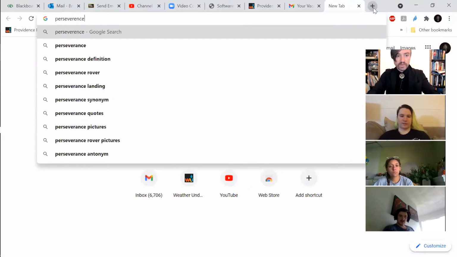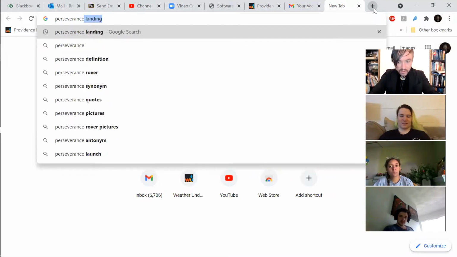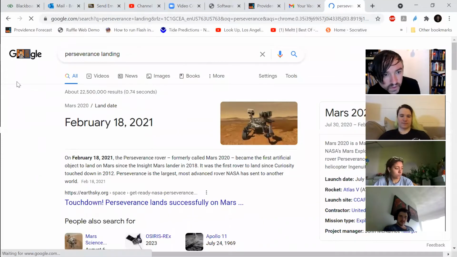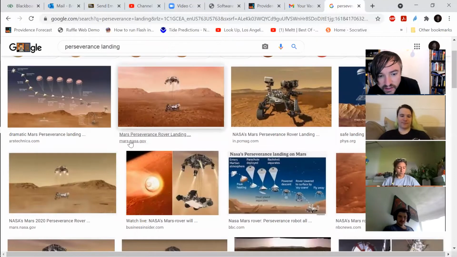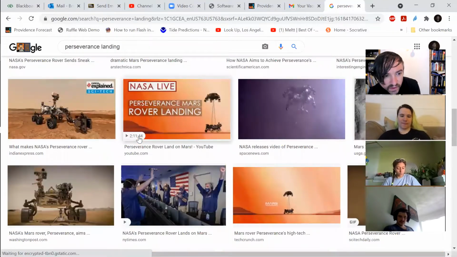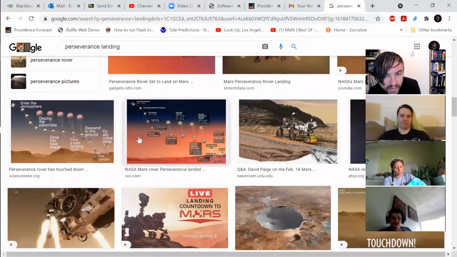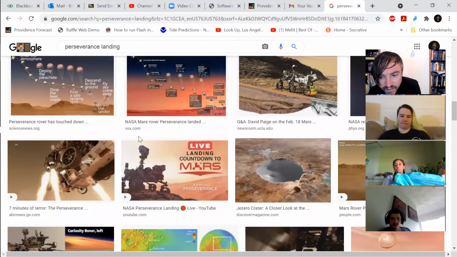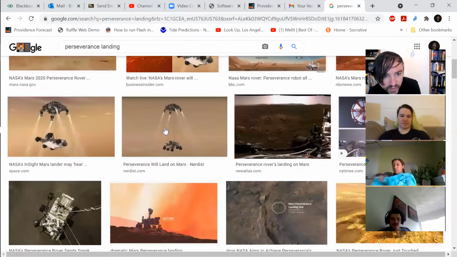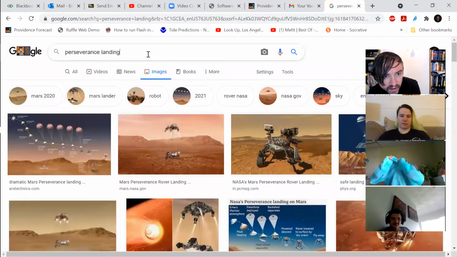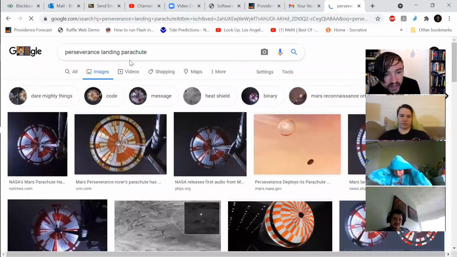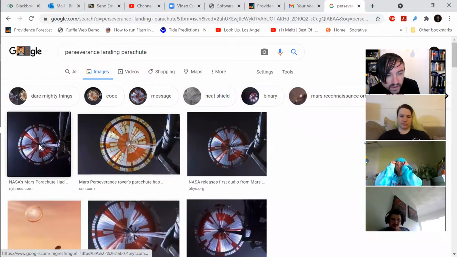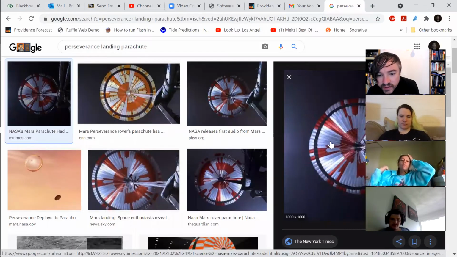I always spell Perseverance wrong. Perseverance landing. Remember, they deployed that really cool parachute to land in the atmosphere. I was wondering if we had any live images from there. I have several images today in which you can see the atmosphere of Mars. I was hoping we could see a picture of the parachute. The parachute design was actually pretty cool. There's some cool binary message encoded in this thing.